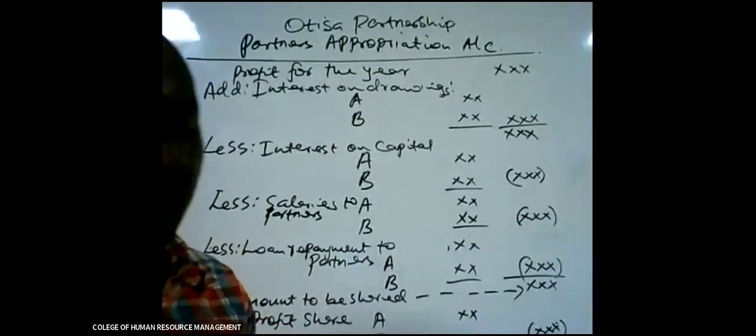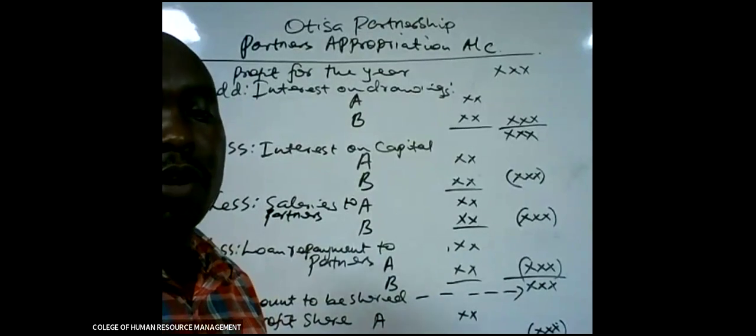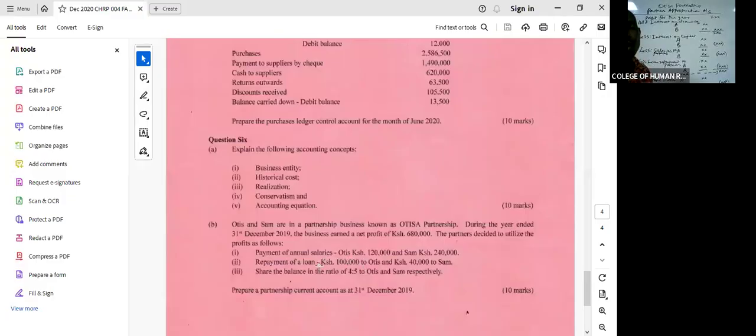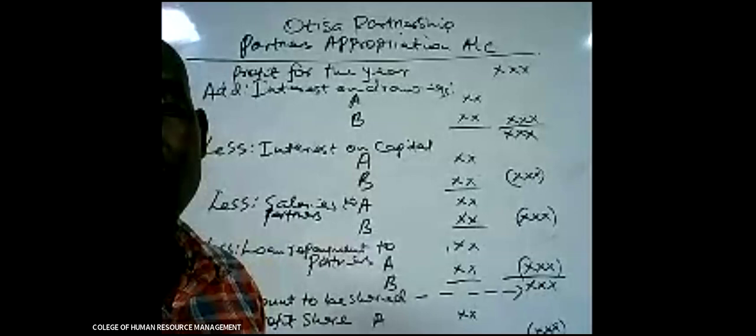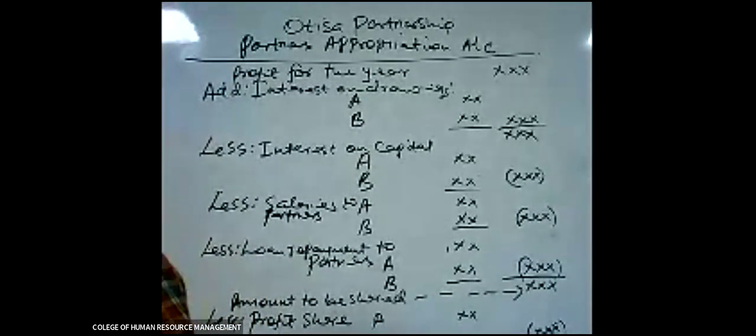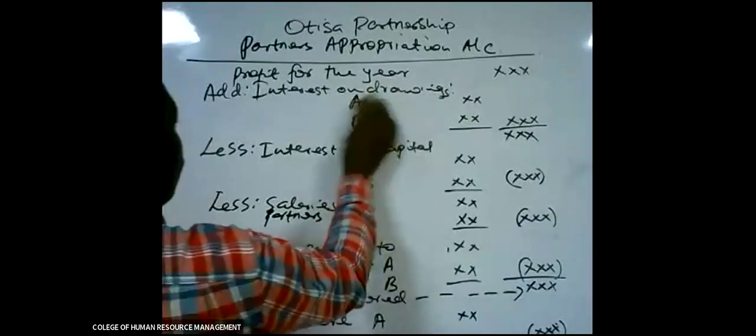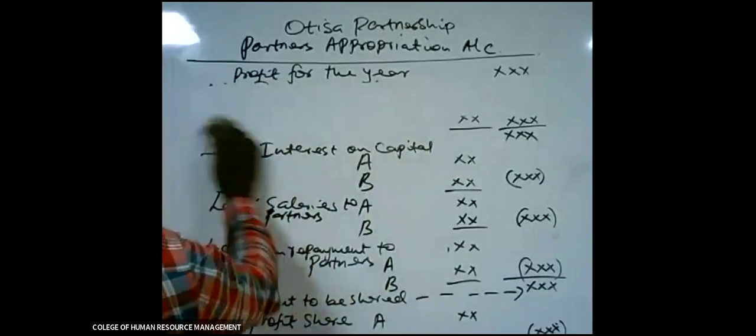Now for the question at hand, you just work with what you are given. We are only given annual salaries, loan repayment, and sharing the balance. So we are not given interest on drawings, and we are not given interest on capital. All those are not provided. If they are not provided, you just omit those sections. So the profit for the year was how much? So this interest on drawings was not there.